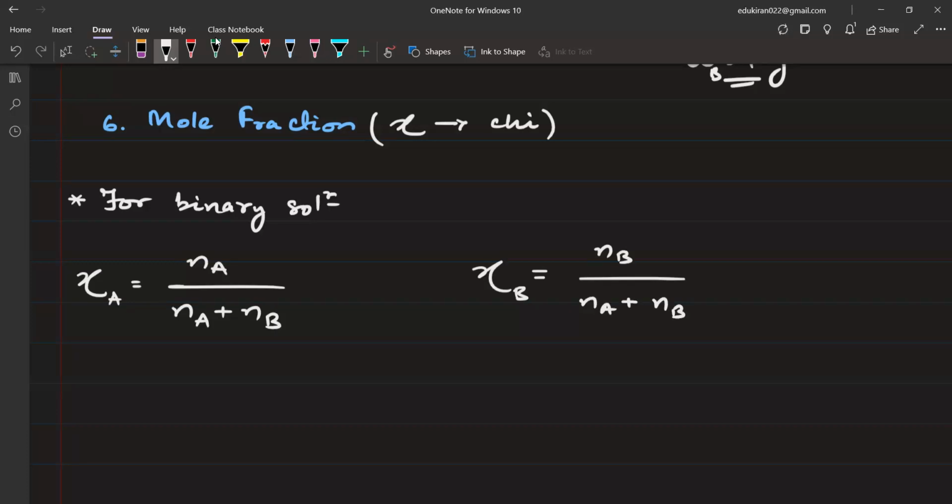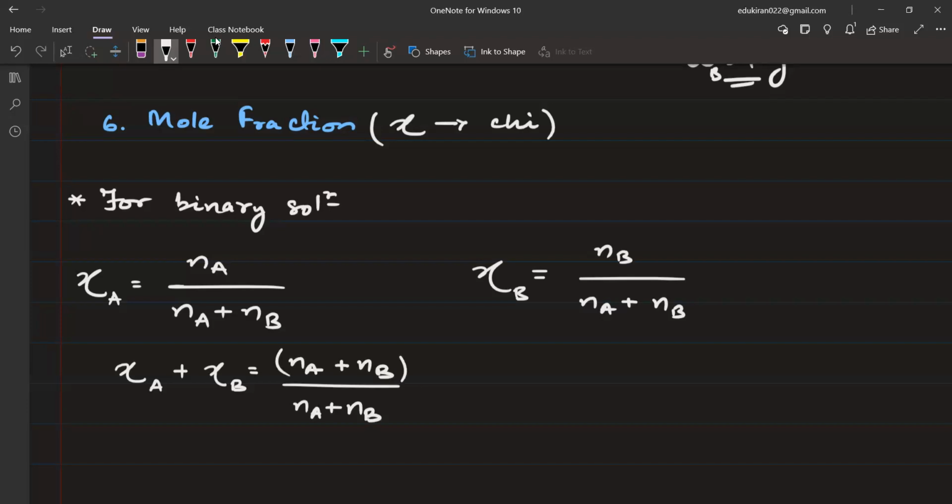Now, if you look at these, both of them, then you can also determine a relationship that chi A plus chi B will be equal to, see, chi A is number of moles of A divided by number of moles of A plus B, chi B is number of moles of B divided by number of moles of A plus B. Now, both of these are having same denominator, so I can just write them like this: number of moles of A plus number of moles of B. Now, for chi A, I have number of moles of A. For chi B, I have number of moles of B in the numerator also.